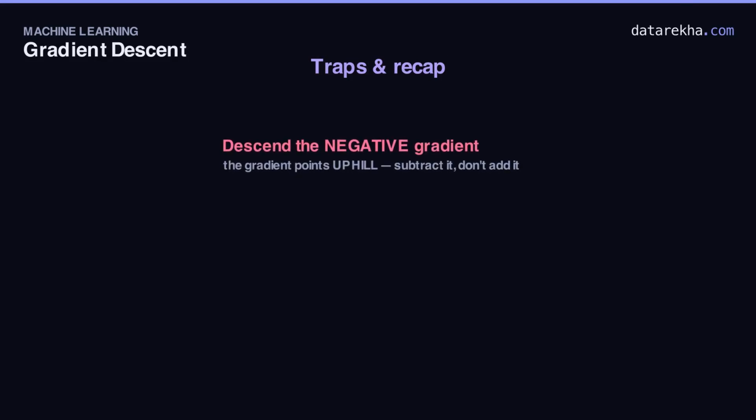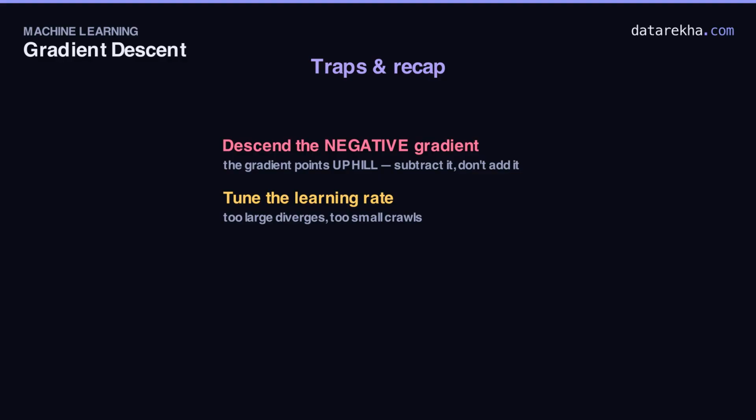Trap 1. The sign. The gradient points uphill toward greater loss. You must subtract it, not add it. Flip that minus to a plus, and you climb the loss instead of descending. The model gets worse every step. Trap 2. The learning rate. Too large and the steps overshoot and blow up. Too small and you crawl forever.